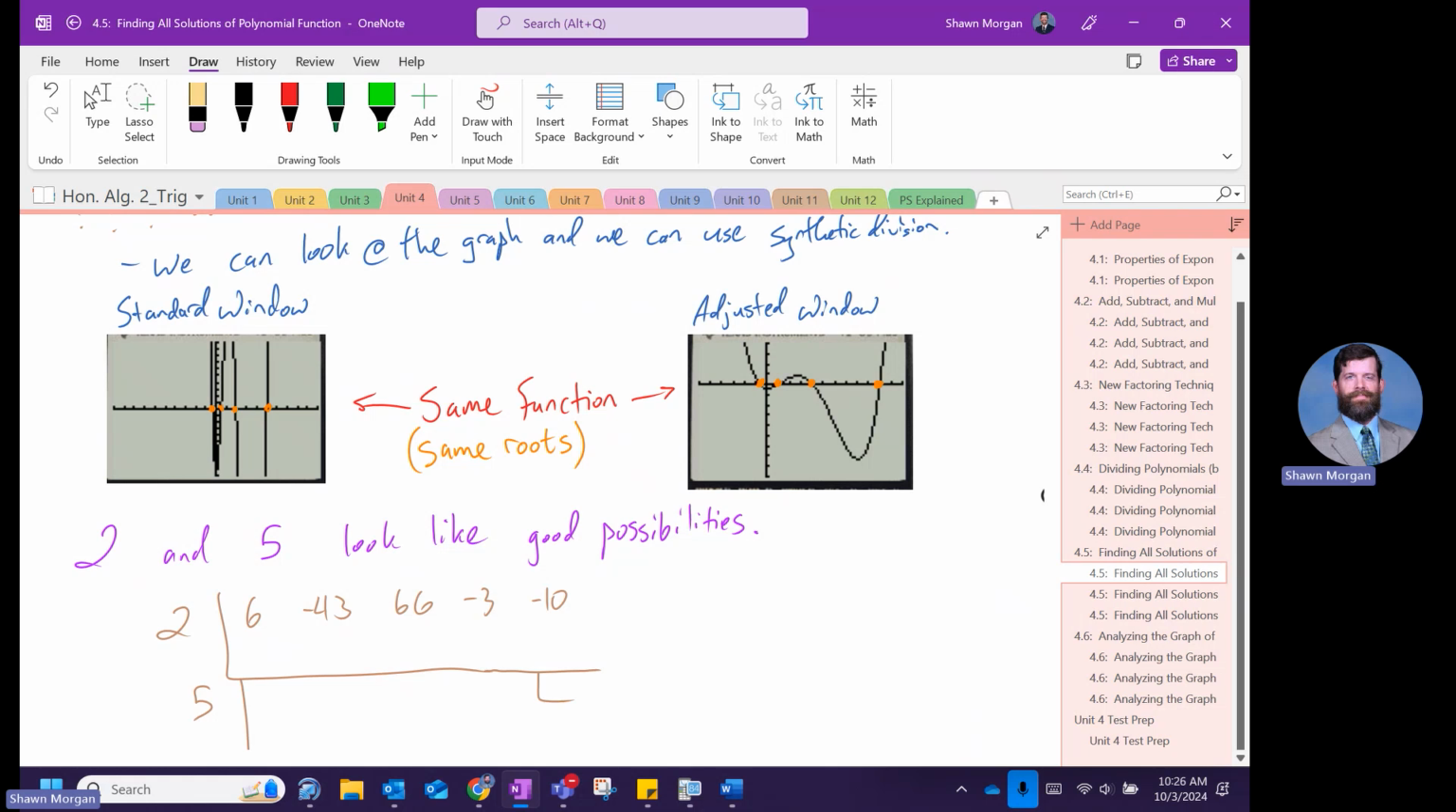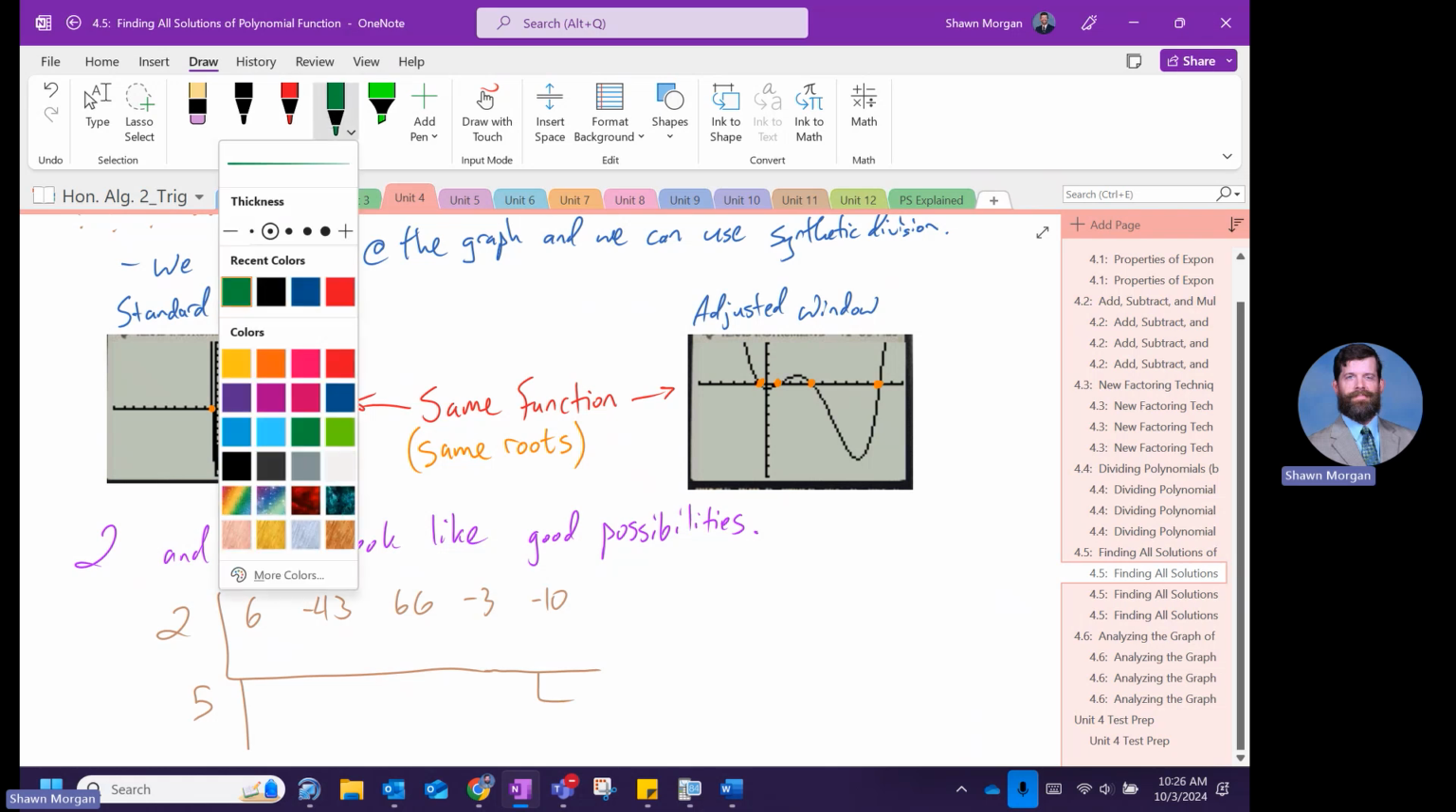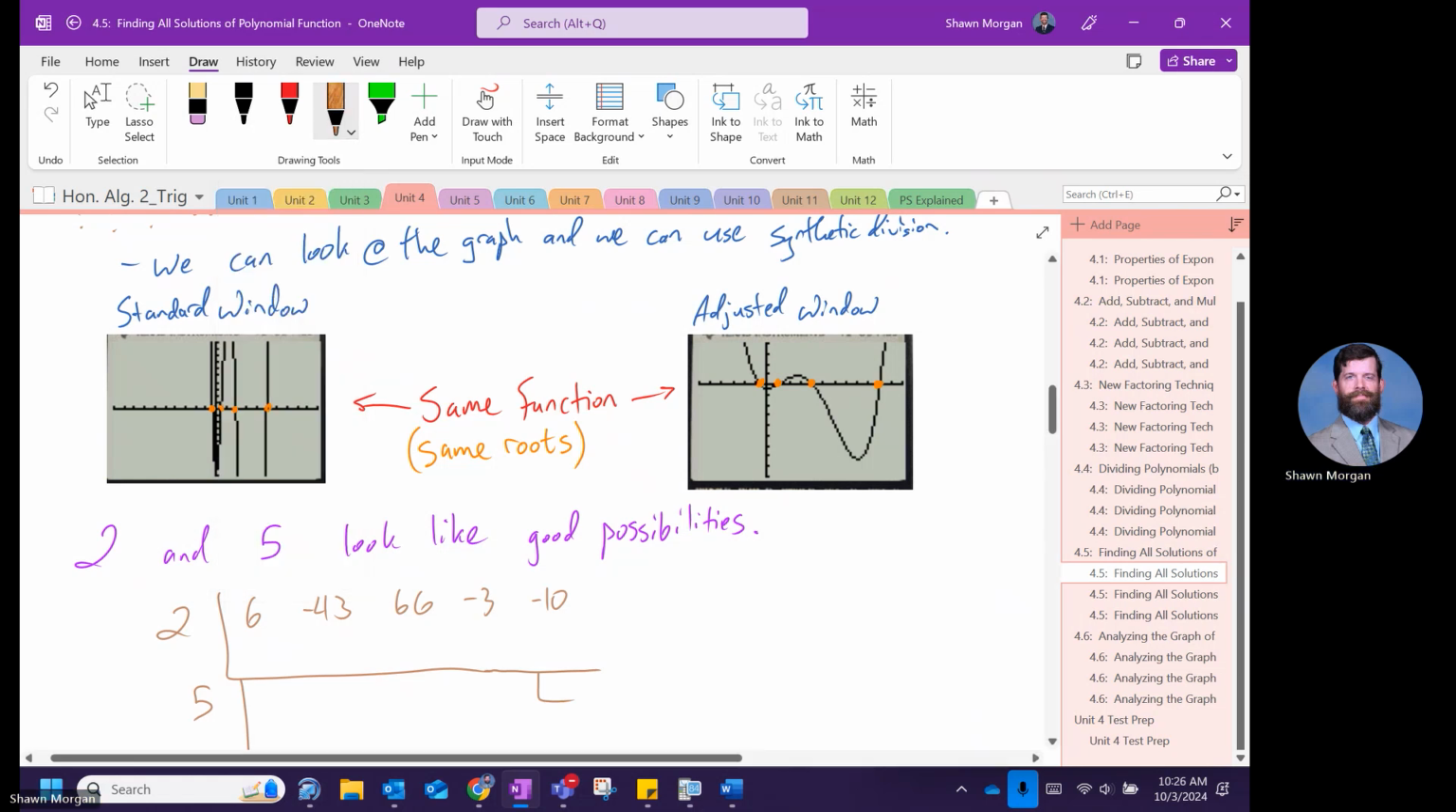Okay, so let's run those numbers. I'll pull up a brown pen here. So we bring down 6. 6 times 2 is 12. -31. -62. 4, 8, 5, 10, 0.